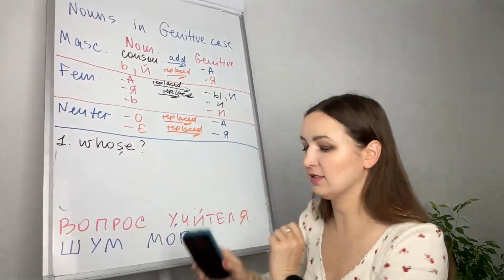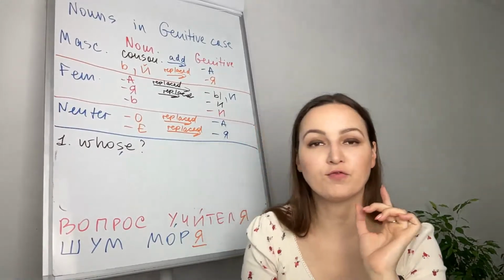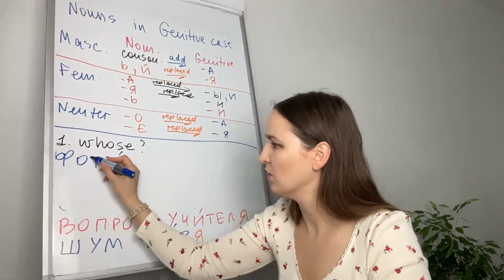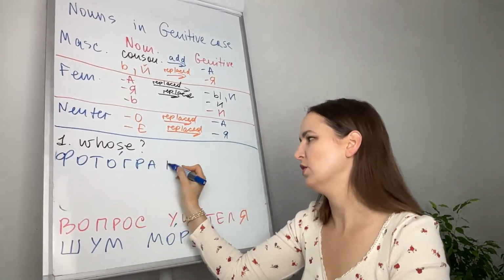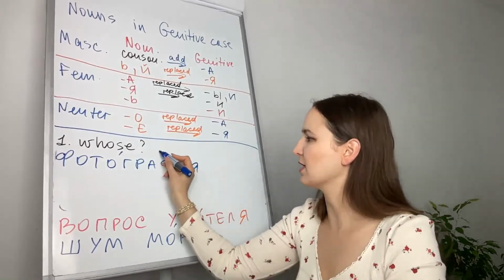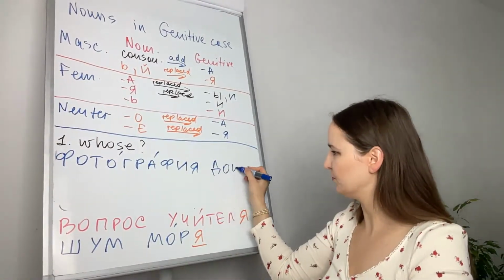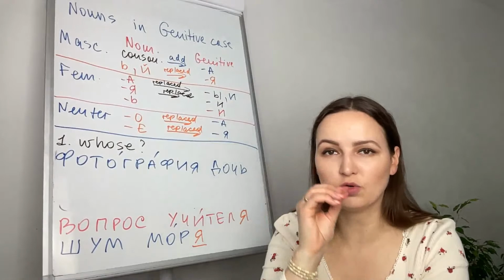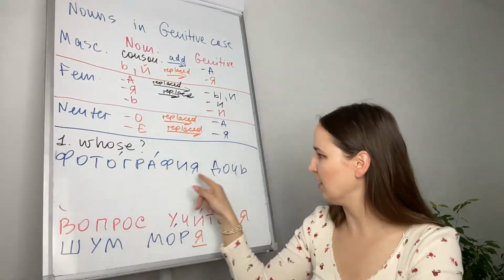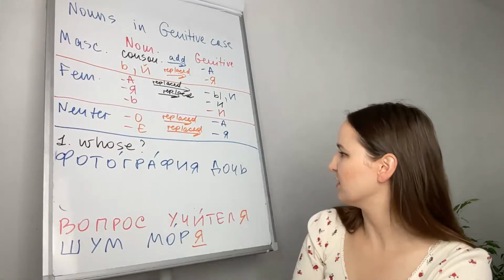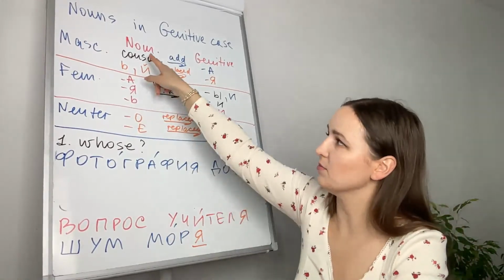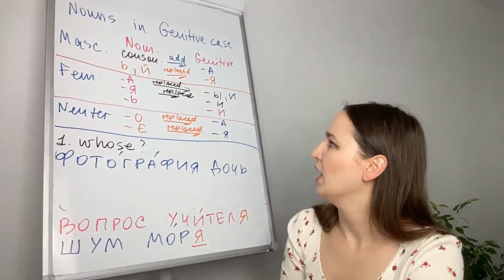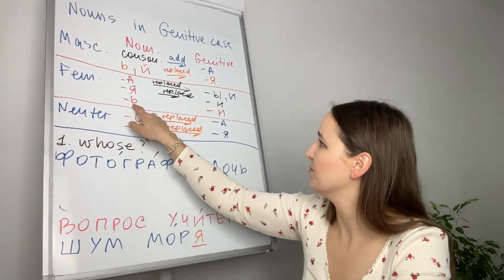Let's take the noun photo of my daughter. Фотография. And daughter is дочь. How to say my daughter's photo? Фотография дочь. Дочь right now is nominative. This is the way we will find it in a dictionary. So it's feminine because it's daughter.